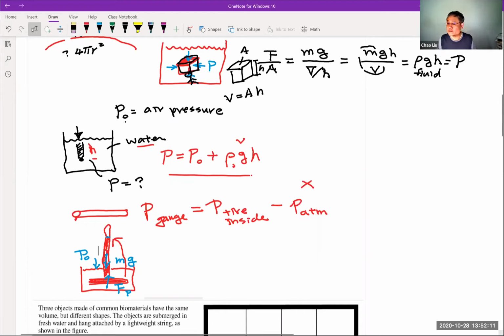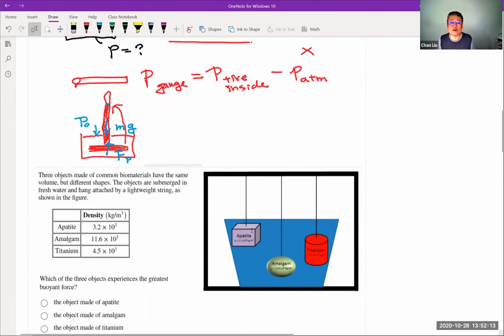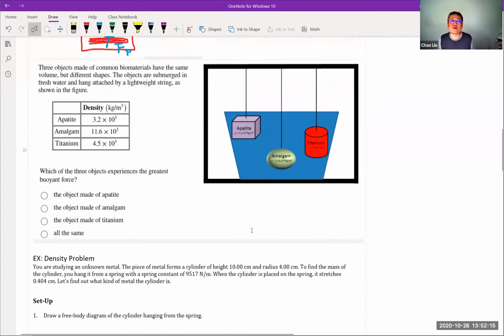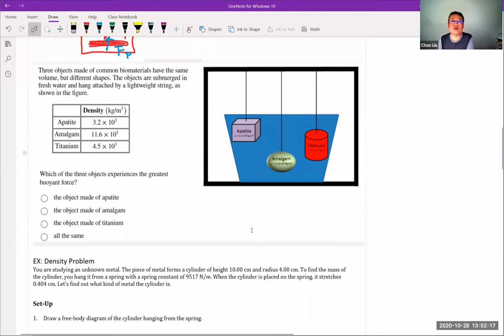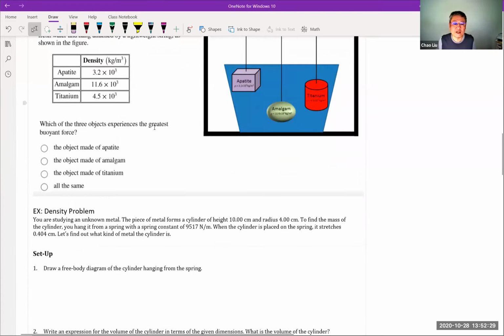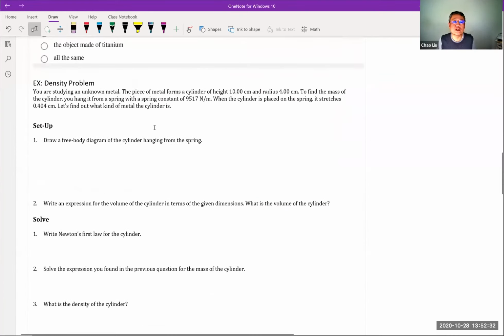I don't have much time, but let me just go through some of the questions here. This is one of the questions. They show you this one, but I don't think we talked about this already. Let's see. Okay, I'm going to skip this one. We will go back to this one when we talk about buoyancy. Let's do some of the problems over here.